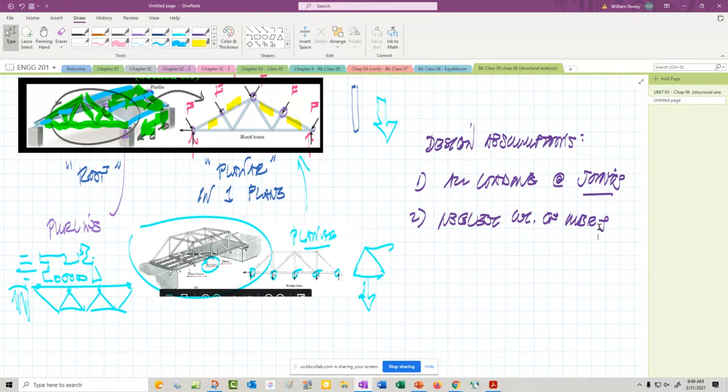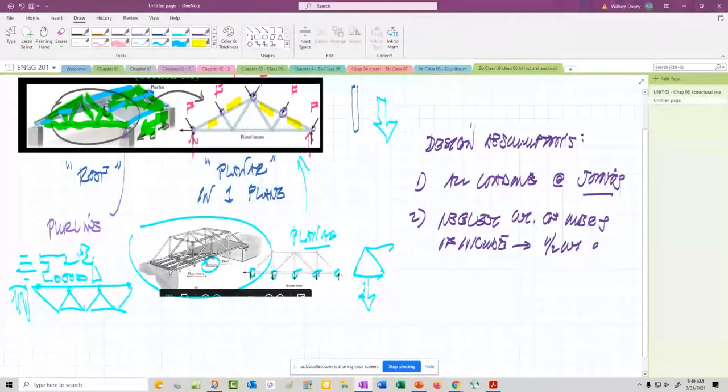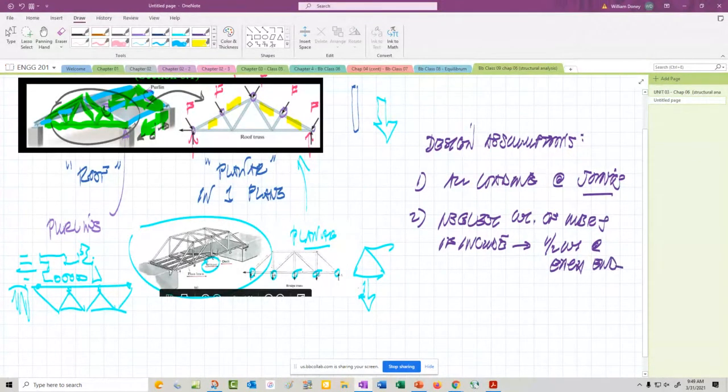So if we include it, we put half weight at each end. It's the same thing we did with center of mass back in physics and things like that. We put the weight of the table or the weight of the member, we split the difference and put it at each pin.